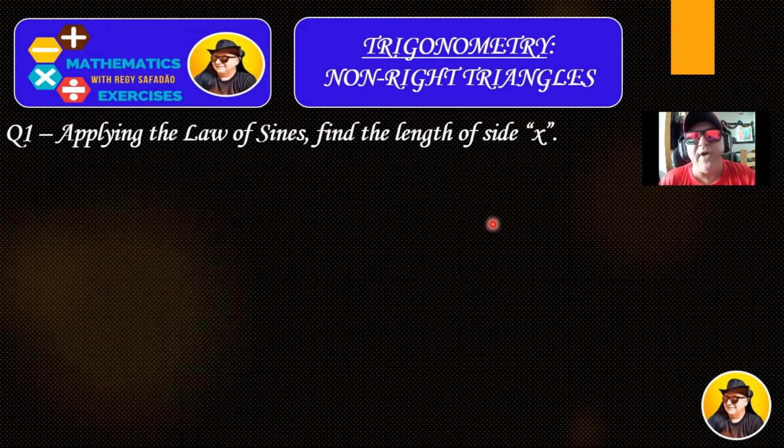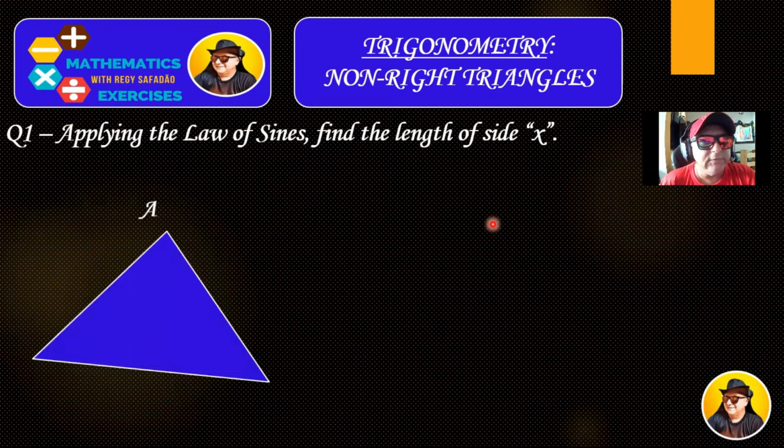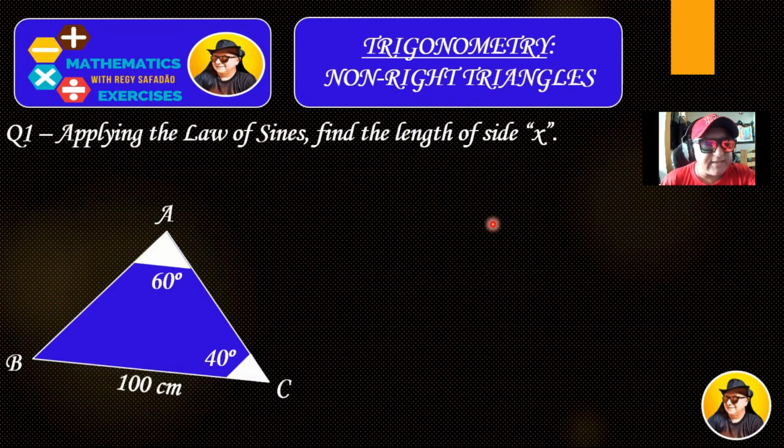Let's see question number 1. Applying the law of sines, find the length of side X. So a triangle, corner A, corner B, and corner C. All right. And now we have angle A that is 60 degrees. Also, we have angle C that is 40 degrees. And this side opposite to angle A is 100 centimeters. And X is the side opposite to the angle 40 degrees.